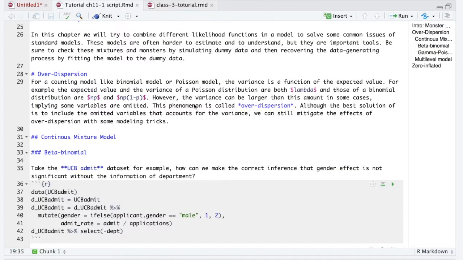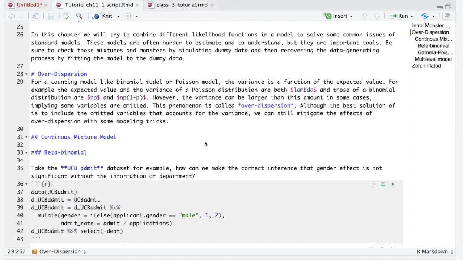One of the most common issues in counting models, like a binomial model or Poisson model, is over-dispersion. So what does over-dispersion mean? In a binomial or Poisson model, the variance is a function of the expected value. For example, the expected value and the expected variance of a Poisson model are the same, lambda. For a binomial model, the expected value, or mu, is n times p. However, the variance is n times p times 1 minus p.